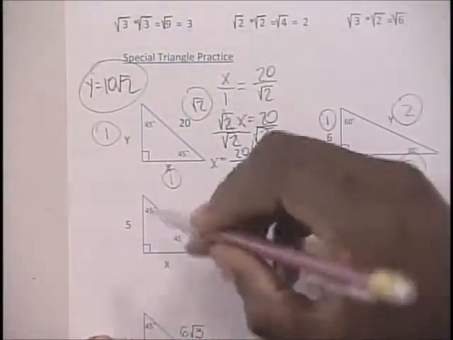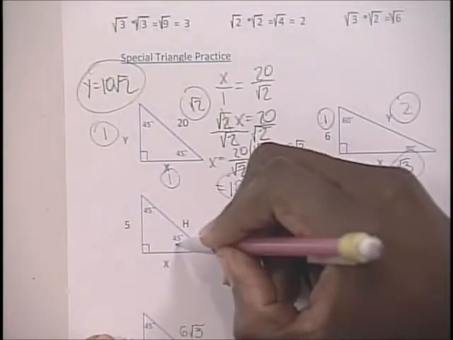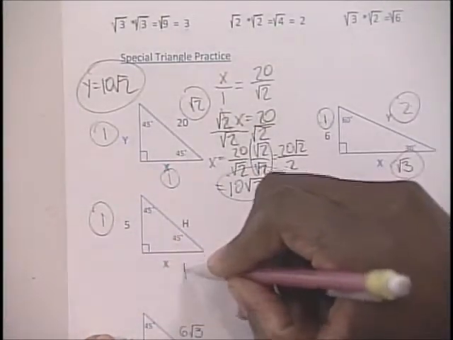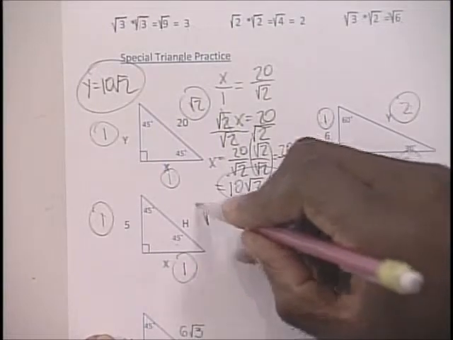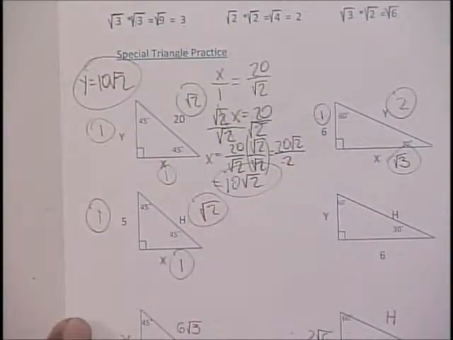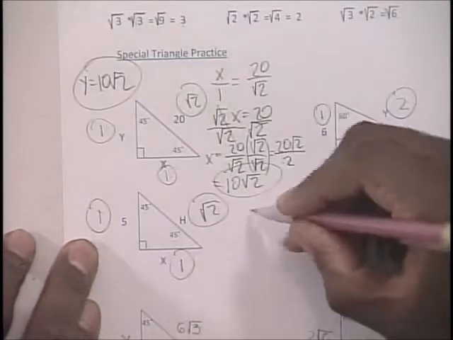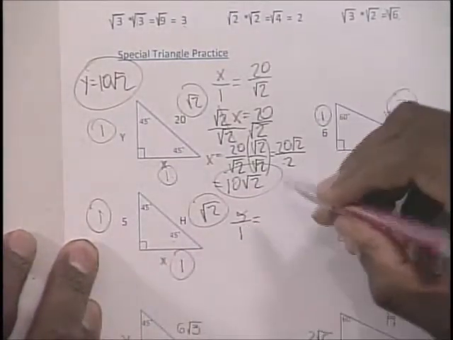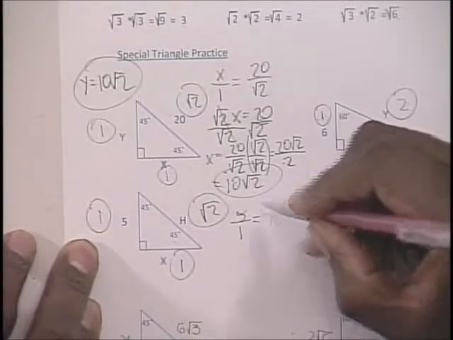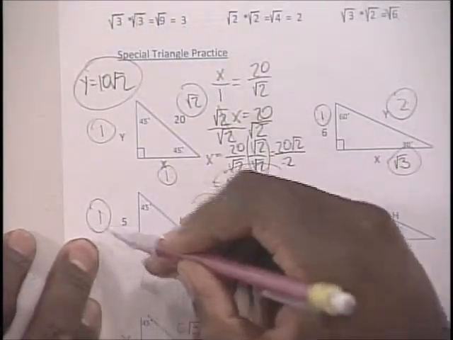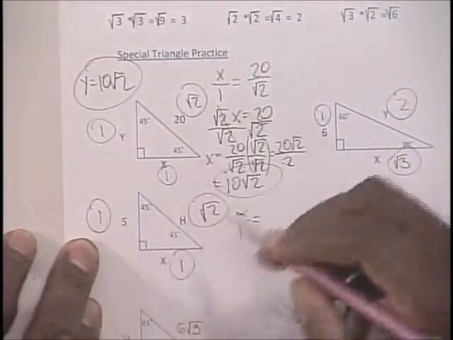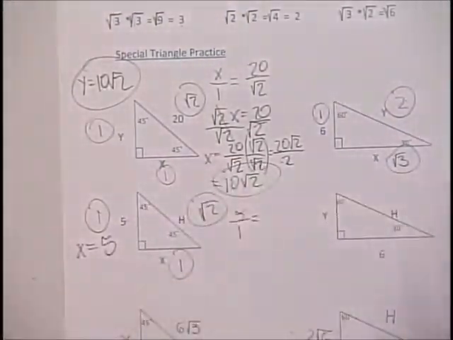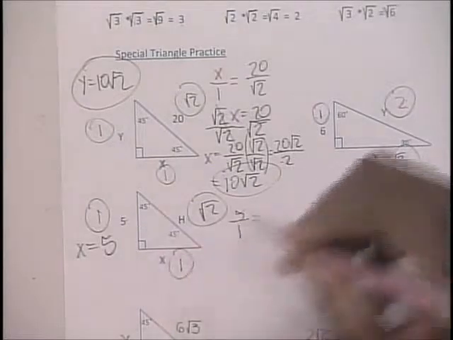So we have a 45, 45, 90. The ratios are 1 to 1 to radical 2. All right, so now let's set up a proportion. 5 is to 1 as x is to 1, this is a 1-to-1 ratio. So right away you can see that x is the same as that. That's quick and easy. Let's not spend a lot of time with that.